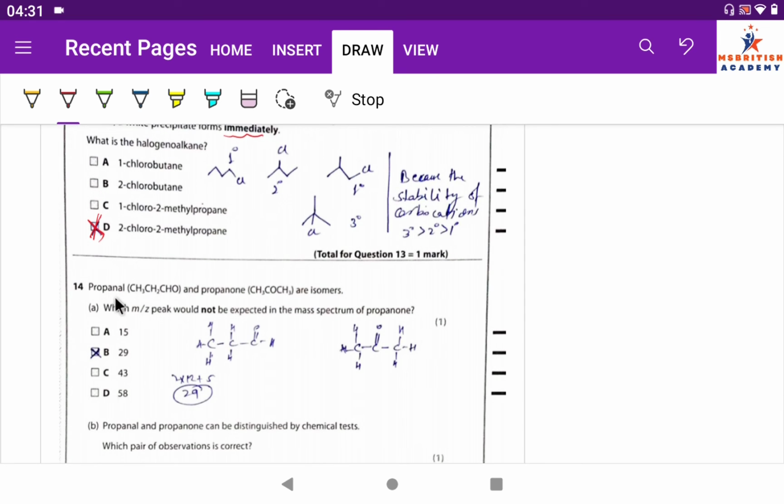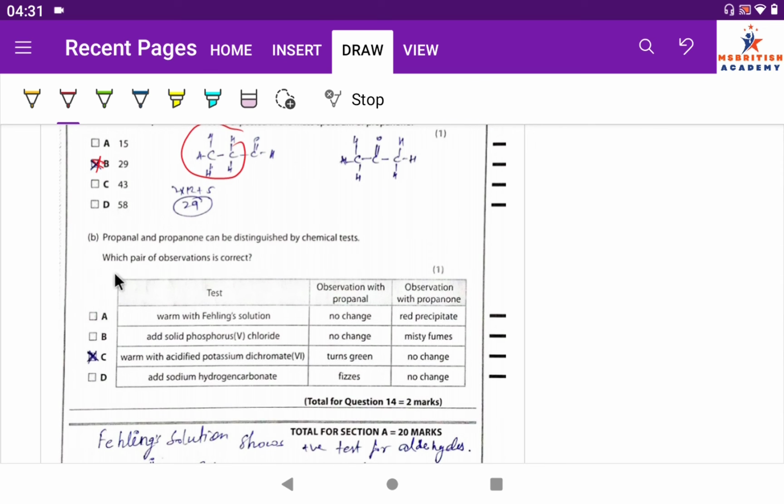Now question number 14. Propanol and propanone are isomers. Which m/z peak should not be expected in the mass spectrum of propanol? So you can write the formula of propanol. The mass of this portion is 2 carbons, so 12 times 2, plus 5 hydrogens, so 29. So here you can say B is the correct answer.